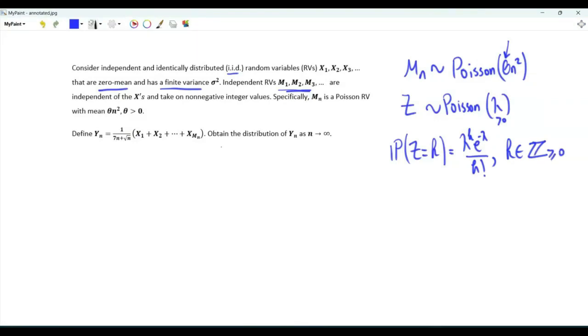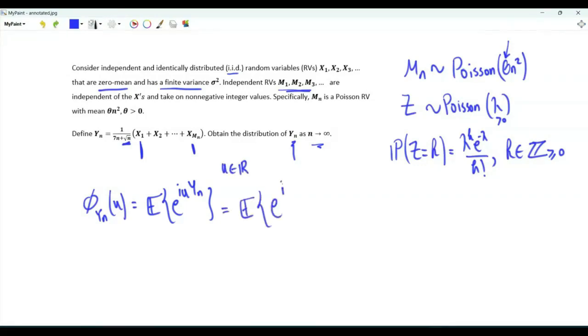We are interested in the convergence in distribution of Yn as n tends to infinity, where Yn is defined as the sum from X1 to XMn. This sum is divided by 7n plus the square root of n. The characteristic function of the random variable Yn is the expectation of e to the i u Yn, where u is real valued. This is the expectation of e to the i u over 7n plus the square root of n, the sum from X1 to XMn.